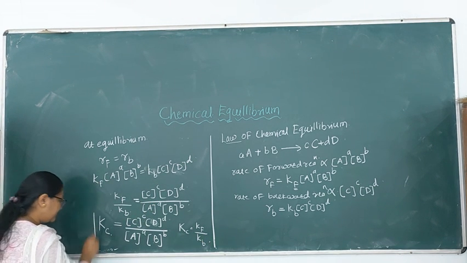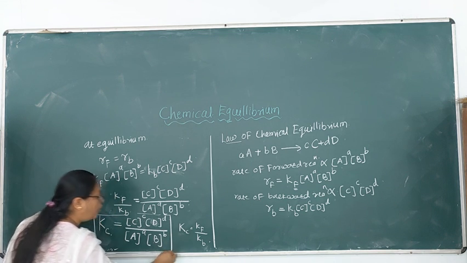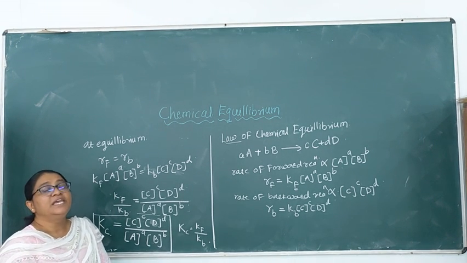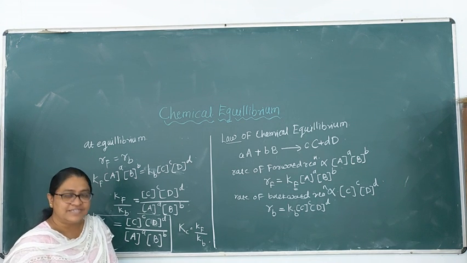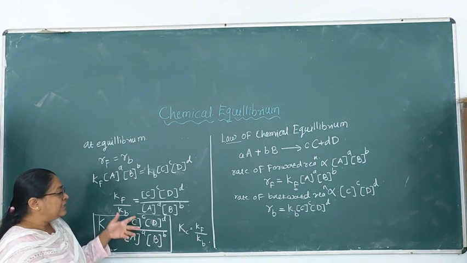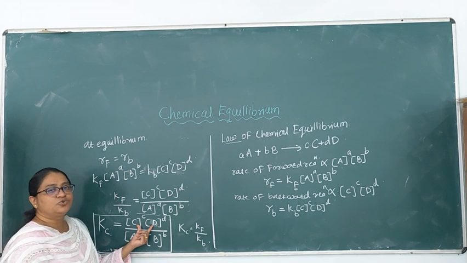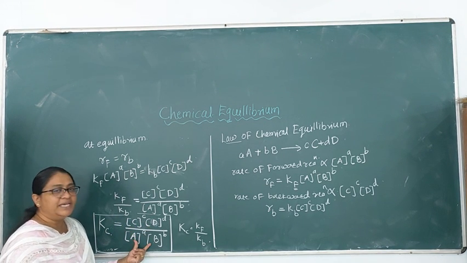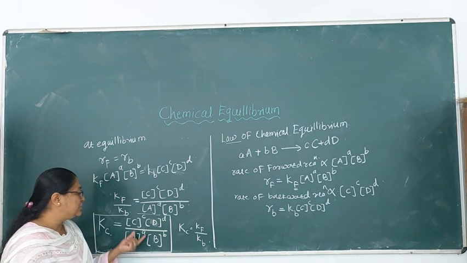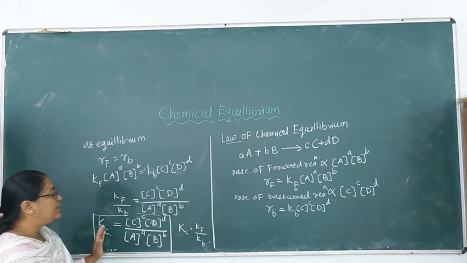So this is the equation of the law of equilibrium, where Kc is called the equilibrium constant, and that equilibrium constant is equal to the product of the product concentrations raised to their proper powers divided by the product of the reactant concentrations raised to their proper powers. Kc, the equilibrium constant.